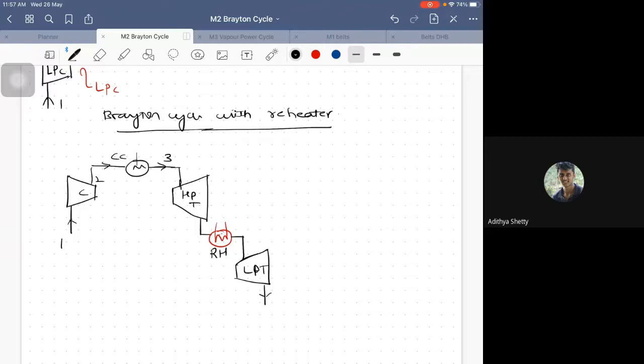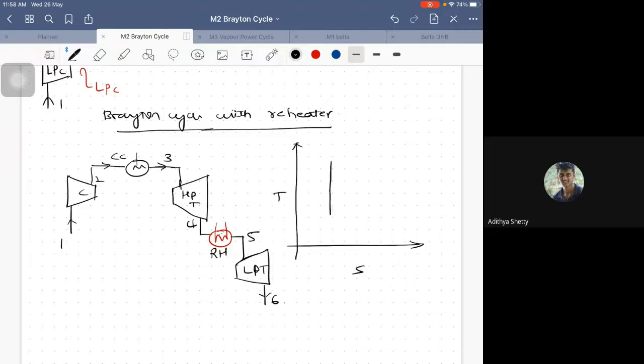From state 3 to state 4, expansion takes place. From state 4 to state 5, reheating takes place. Again from state 5 to state 6, another expansion takes place in another turbine. Okay, so let me draw a TS diagram for this particular arrangement. There is only one compressor.